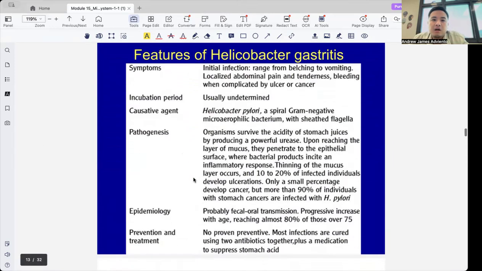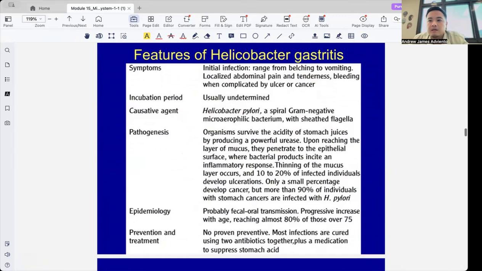So features of Helicobacter gastritis are the symptoms include abdominal pain and possible bleeding. So transmission is often fecal oral. So treatment usually involves antibiotics and medications to reduce stomach acids.